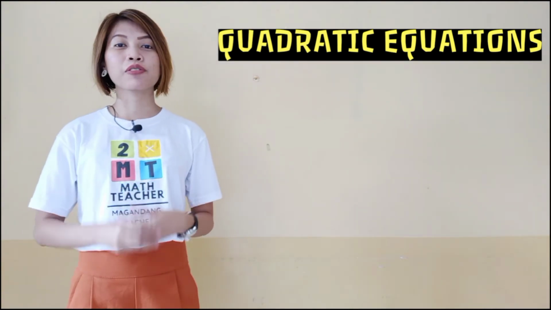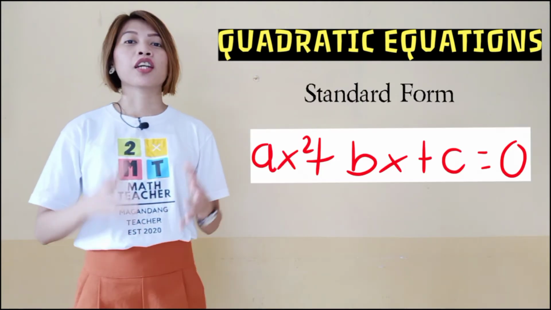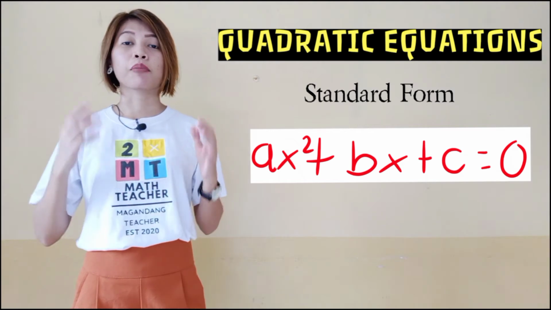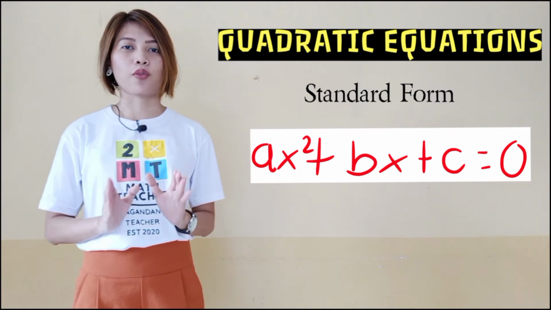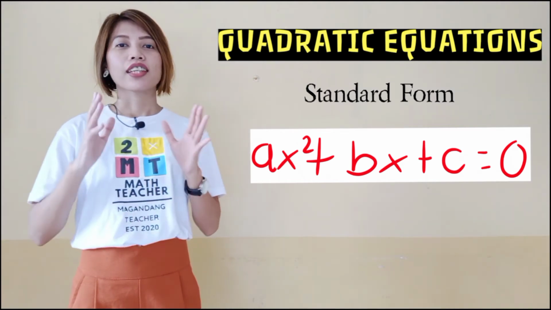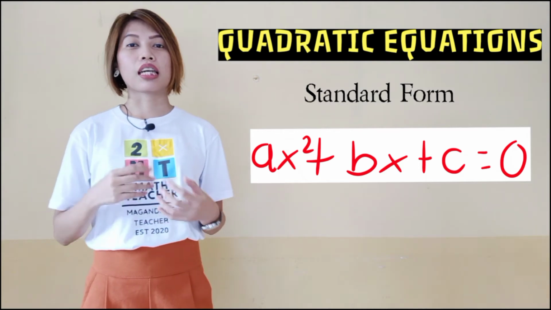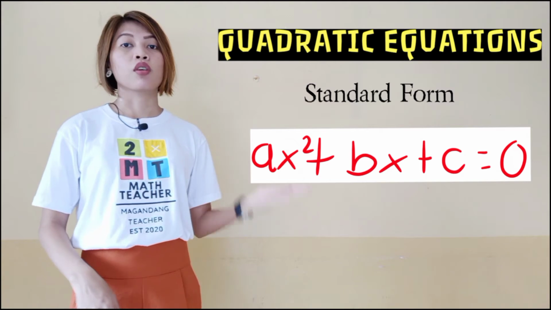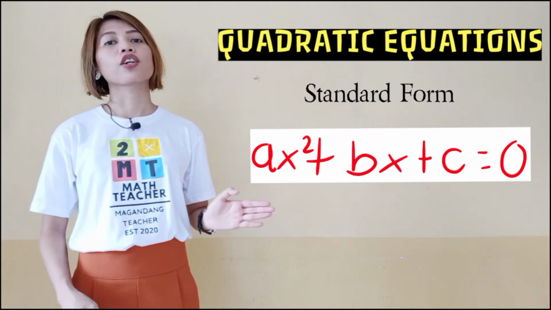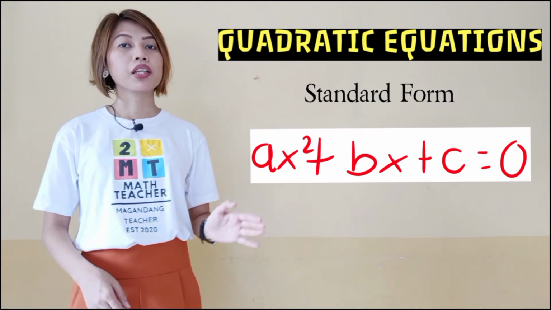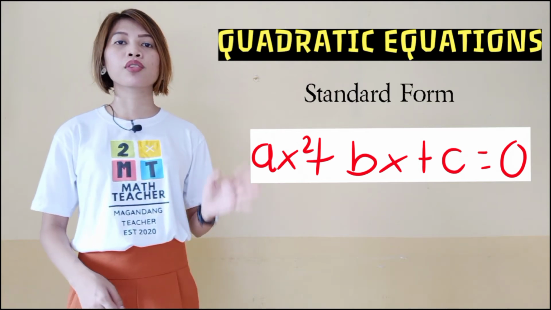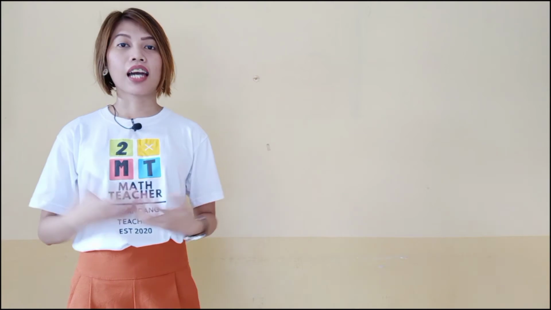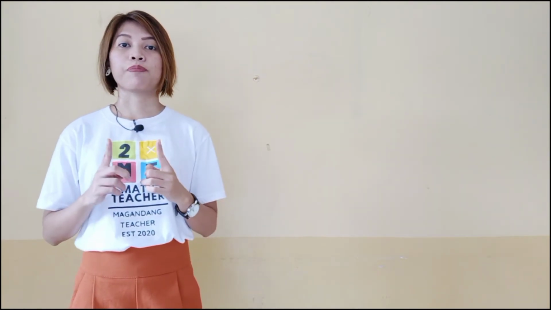Ano nga ba ang standard form ng quadratic equation? Pag sinabi nating standard form, yun yung madalas dapat nating makikita kung ano yung itsura ng quadratic equation. The standard form of quadratic equation is ax squared plus bx plus c is equal to 0. Yung a doon, yung kasama ni x squared. Yung b naman is kasama ni x at yung c is yung constant. So ano pang inaantay natin? Kilalanin na natin ang quadratic equation.